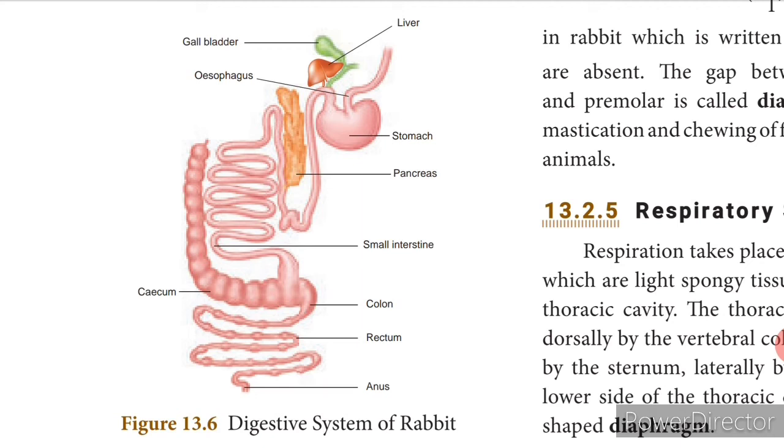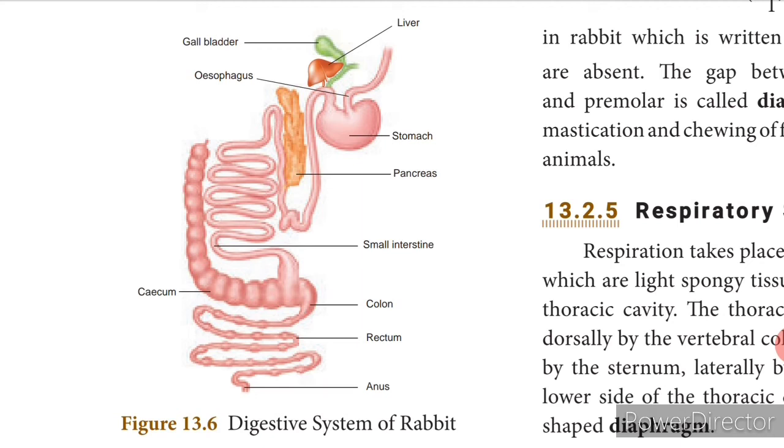Now here the mouth consists of the buccal cavity, and the buccal cavity contains the muscular tongue and jaws that bear the teeth. This buccal cavity leads to the esophagus through the pharynx, and this esophagus leads to the stomach, and from the stomach it leads to the small intestine, and the cecum is a thin-walled sac that is present at the junction of the small intestine and large intestine.